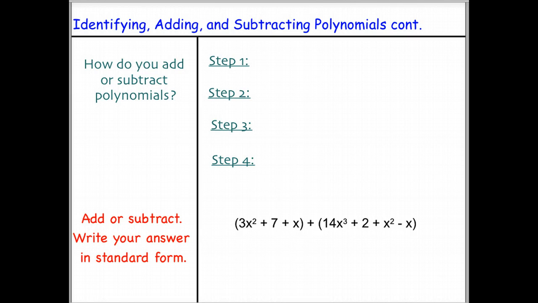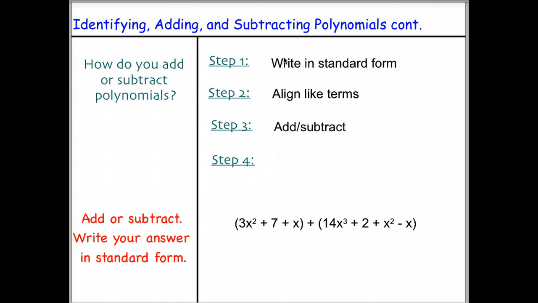Now that we've figured out how to identify polynomials, we are going to figure out how to add and subtract them. So the first step we're going to do is to write it in standard form, which is what we did when we identified. Our second step is to align the like terms. Our third step is to add or subtract. And then the fourth step is to combine like terms.